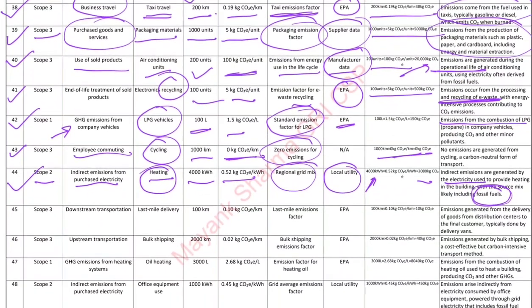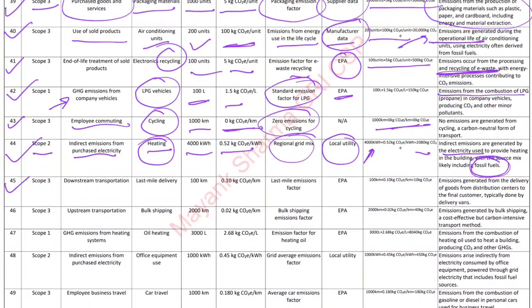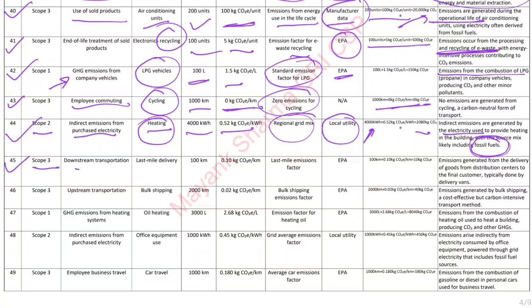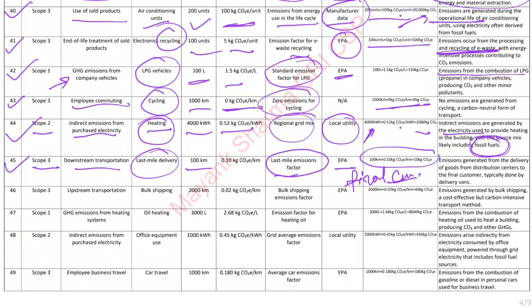Okay, the next example is number 45, scope 3, downstream transportation. Let's say last mile delivery, 100 kilometers traveled. We utilized this last mile emission factor. EPA is the reference website. Again, these are the emissions which are generated from the delivery of the goods from distribution centers to the final customers. Okay, typically done by the delivery vans and all, right? So you can get the calculation done, distance traveled with the emission factor.